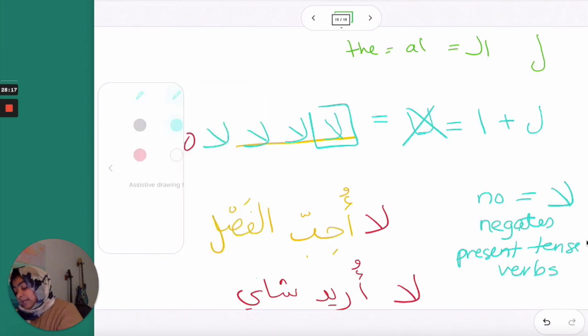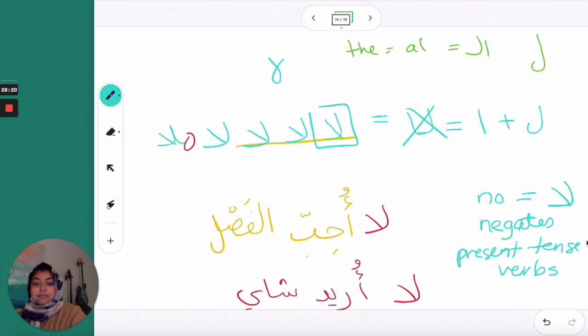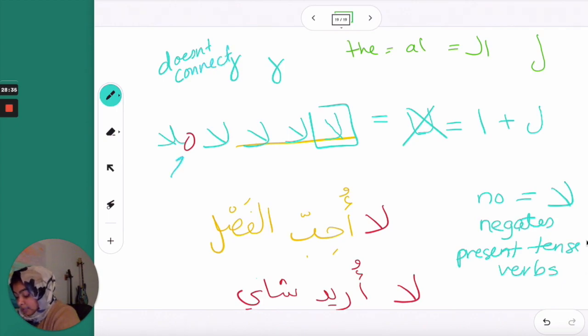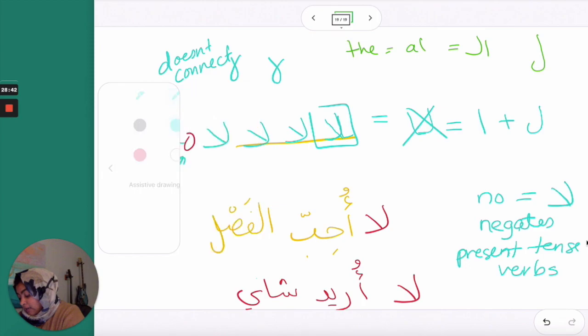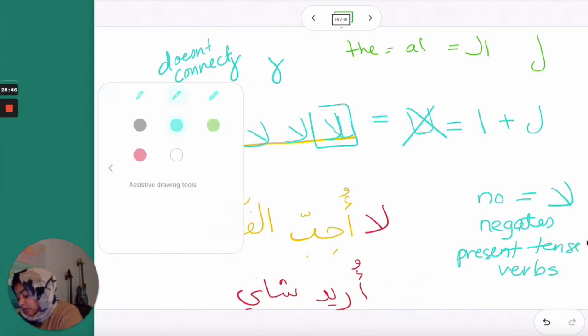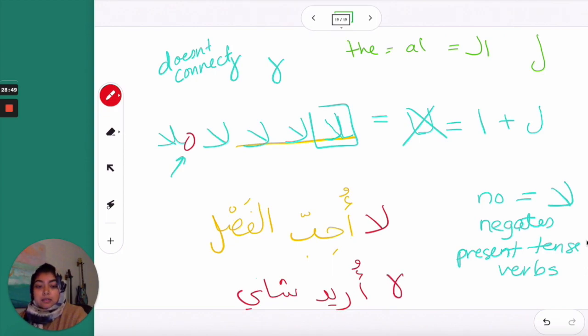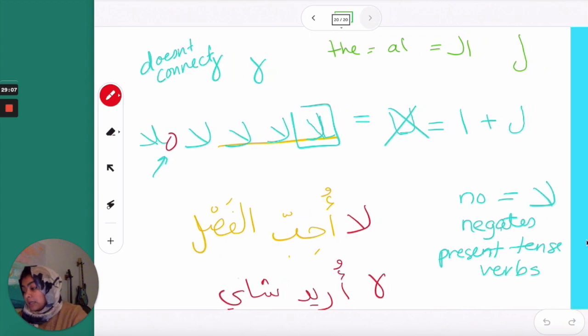The other way of writing lam alif is like this. It's just a crisscross. But what's important to know about this version of writing lam alif is it cannot connect. So this one doesn't connect, whereas this one does connect. That's the difference. If you wanted, you could write it like this when it's a word by itself, because you don't have to connect it to anything. La urid shai. You could write it either way. But if you're writing it inside of a word, so if the spelling of the word has a lam followed by an alif, and the word is connected, then write it in the connected way. So let's do a couple of examples.